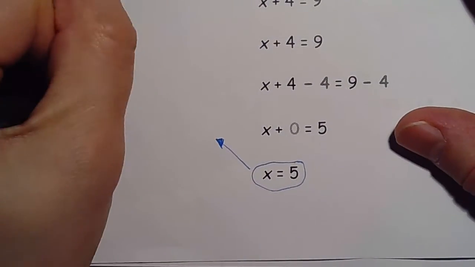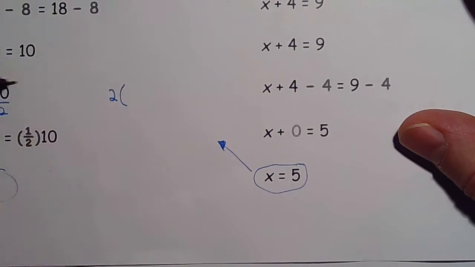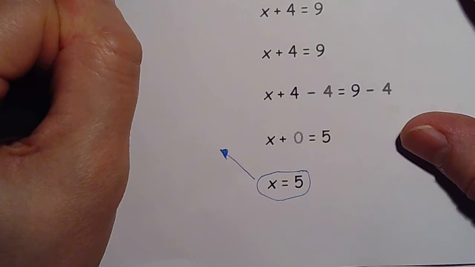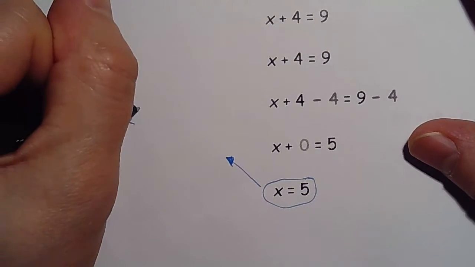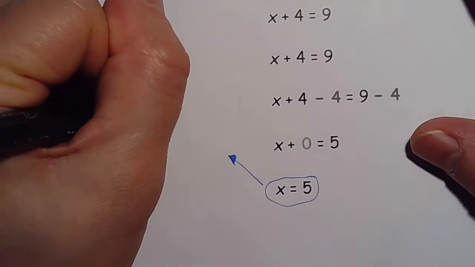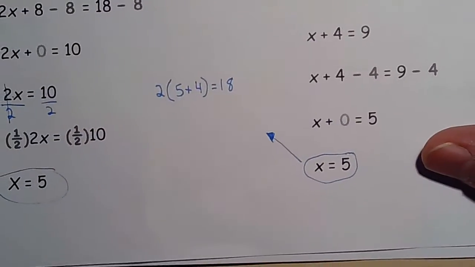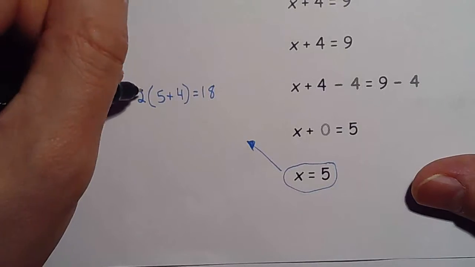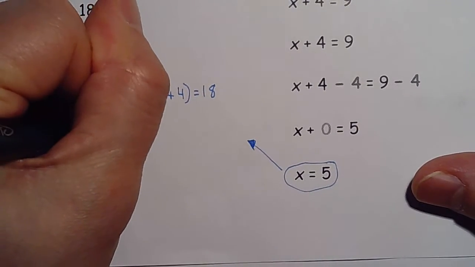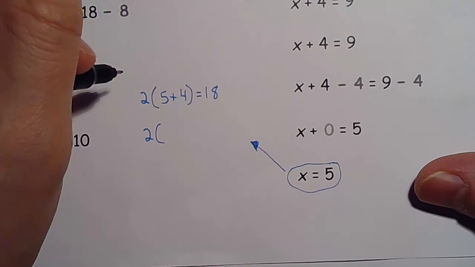If x equals 5, I can rewrite the original problem of 2 times parentheses x, but instead of x, I'm going to write what it equals, 5 plus 4 equals 18. This is how we check our work. I can distribute, or I can do what's in parentheses. I'm going to do what's in parentheses because 5 plus 4 is pretty easy to do, right?